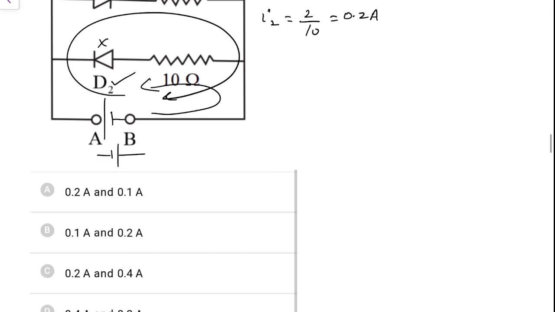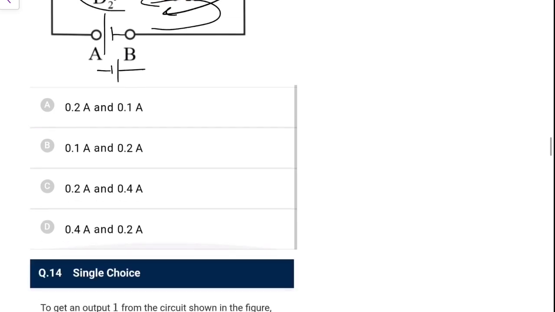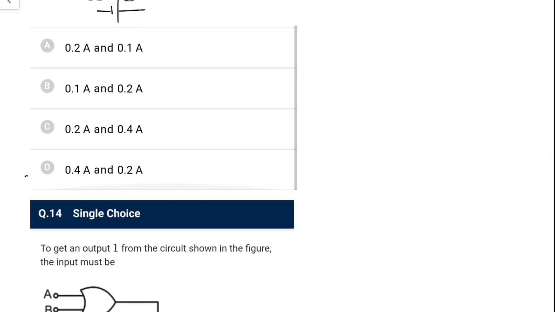Basic question, many questions have been asked. If the diode is forward biased, treat it as a wire. If it is reverse biased, treat it as a broken wire or an open circuit. So this is the option D that I am going to pick here.